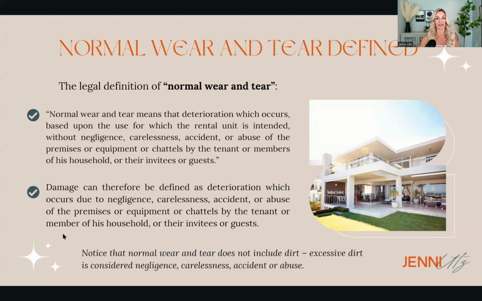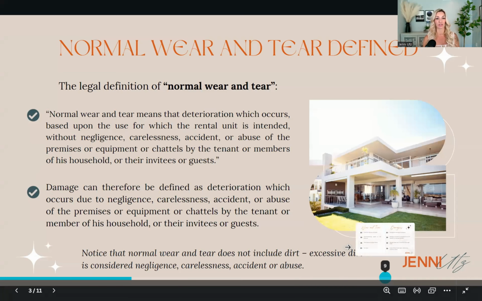Normal wear and tear means the deterioration which occurs based upon the use for which the rental unit is intended, without negligence, carelessness, accident, or abuse of the premise or equipment, chattels by the tenant or members of its household or their invited guests. So when you look at that, then you would talk about the difference. So damage would then be defined as deterioration which occurs due to negligence, carelessness, accident, or abuse of the premise or equipment by the tenant or member of its households.